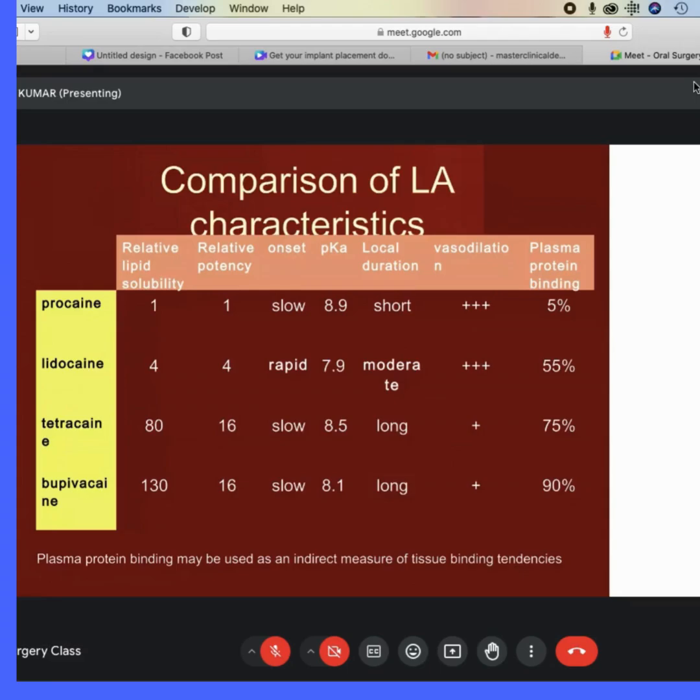There's a comparison of these drug characteristics. If we see on this chart, what is important here is that this pKa value is important. What is it? This is the dissociation constant. The more the dissociation constant, that means this has a higher dissociation constant, and this is also higher, and that means the chances of them getting broken down are more.